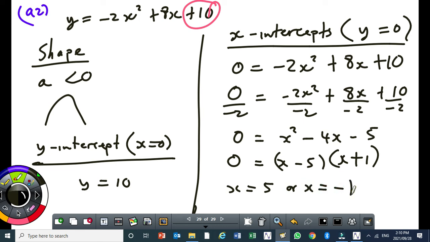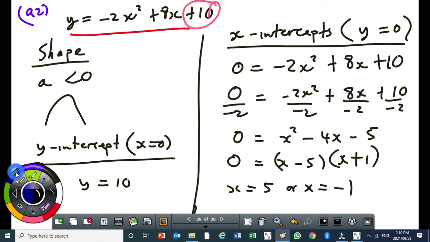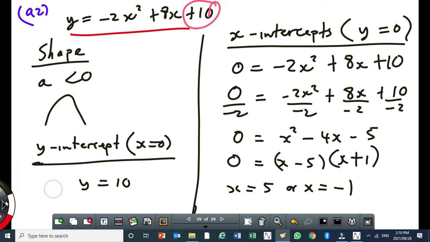Right? Now be aware that I have simplified the equation from here to there so that I can factorize to make it easier. But your original equation is this. This is the original equation. Right? So let me find the coordinate of the turning point. I'm just going to use method 1 because of time.